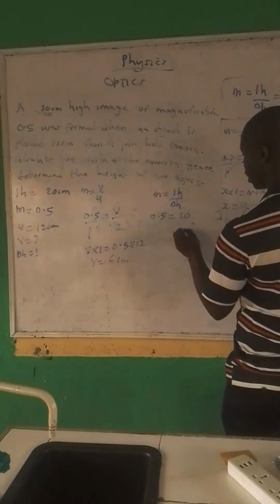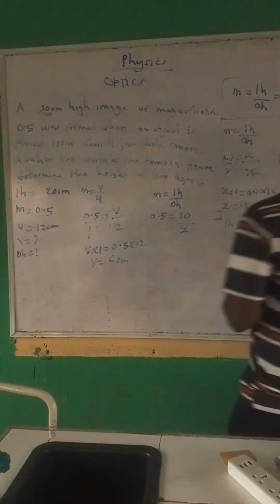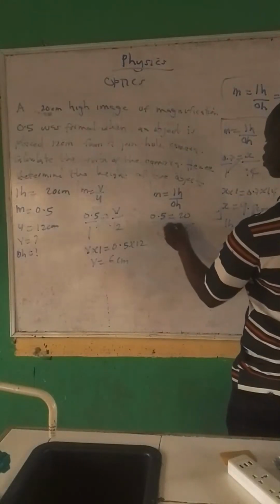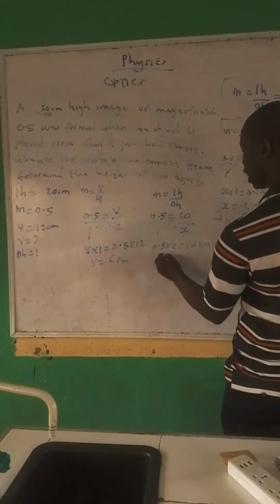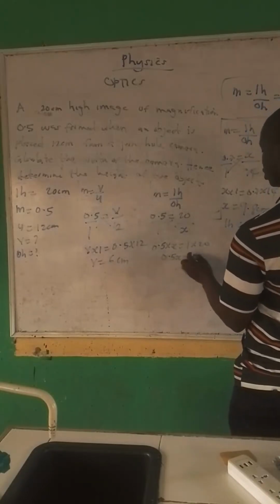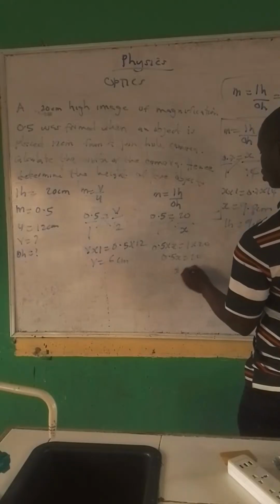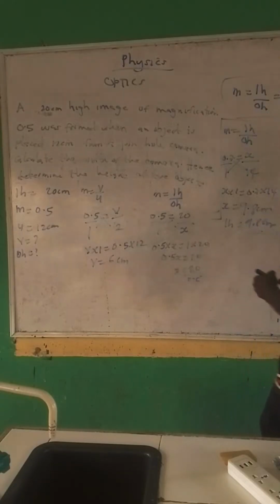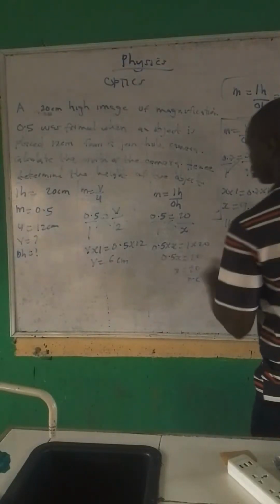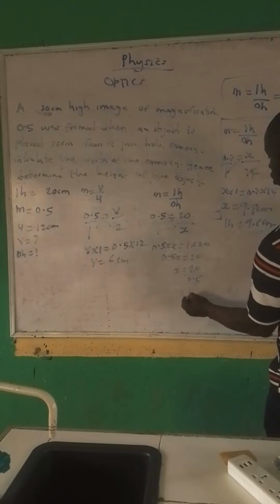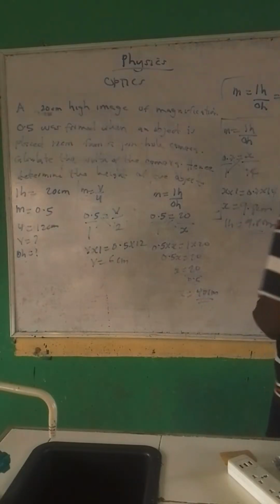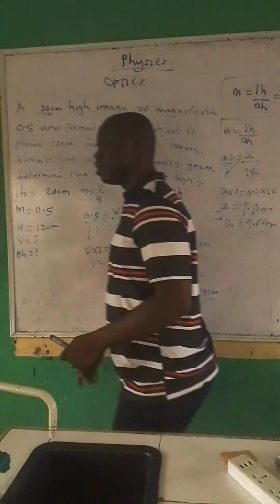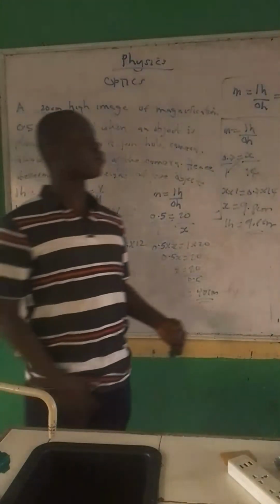Let's say that one is x. Okay? So if we do that, we cross multiply. If we cross multiply, we have 0.5 times x is equal to 1 times 20. That is 0.5x is equal to 20. So x is equal to 20 over 0.5, that is if you divide both sides by 0.5. So from there, x will now be equal to 40 centimeters. So our object height is 40 centimeters. If you have a question, you ask.